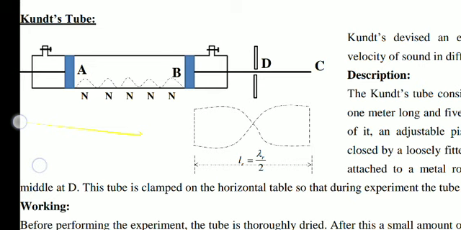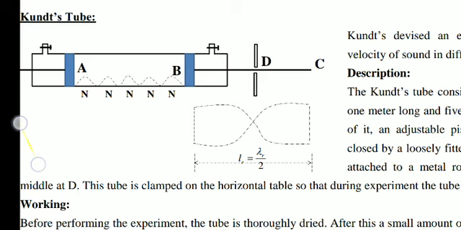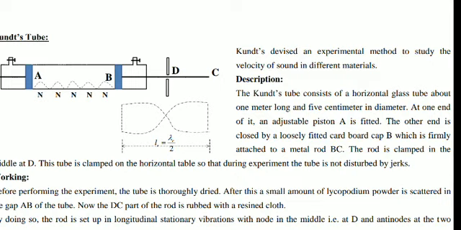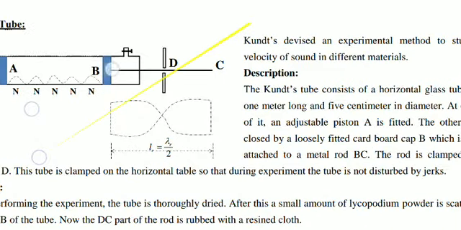Okay, and the other end of this glass tube is fitted with another cardboard B. Okay, this cardboard is made with the help of wood or paper. So it is a small cardboard and it is attached to the rod BC. This BC is the rod, and it is made with the material in which we have to determine the velocity of sound waves.